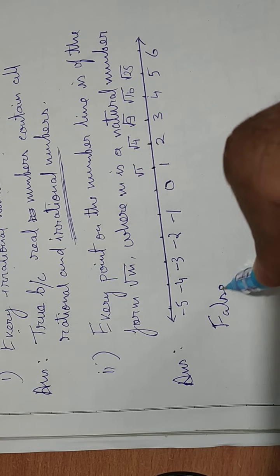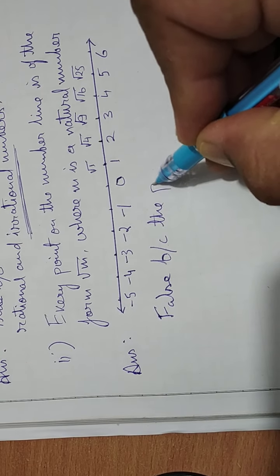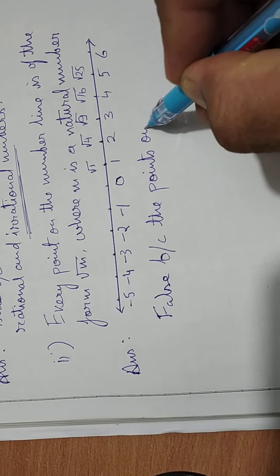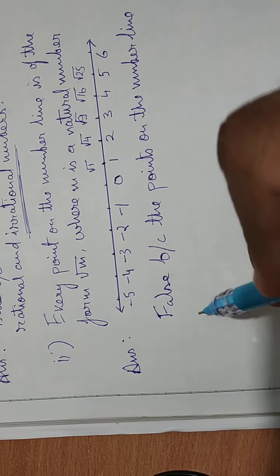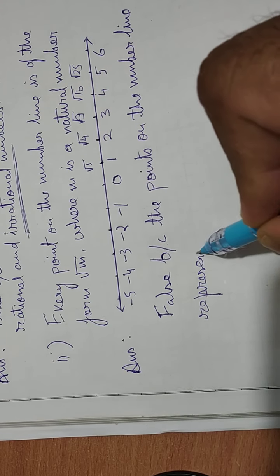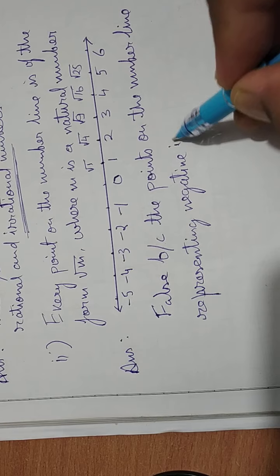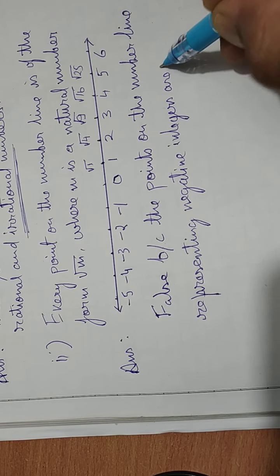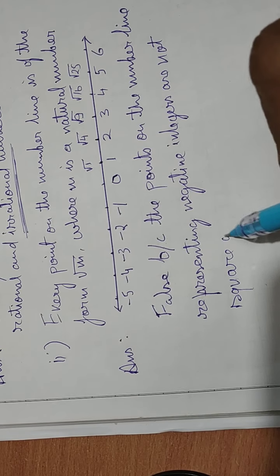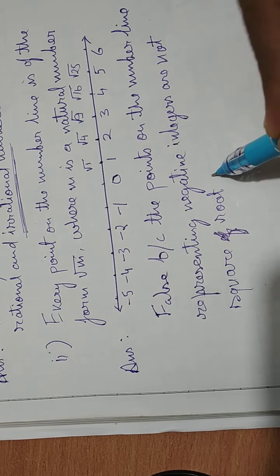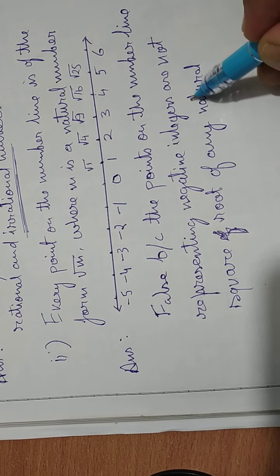So our answer is false, because the points on the number line representing negative integers are not the square root of any natural number.